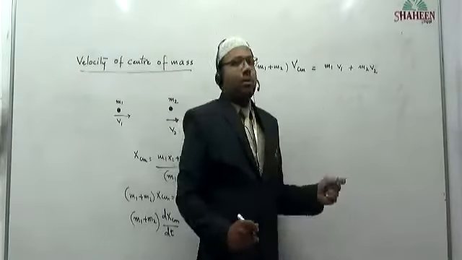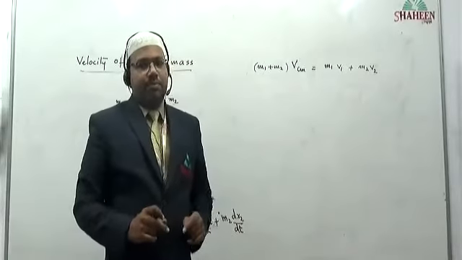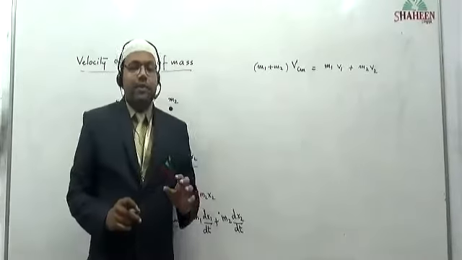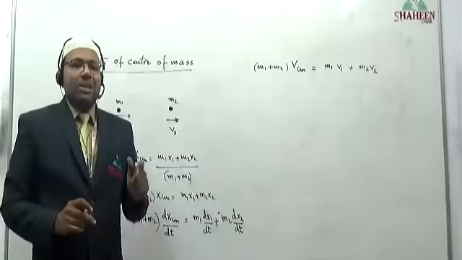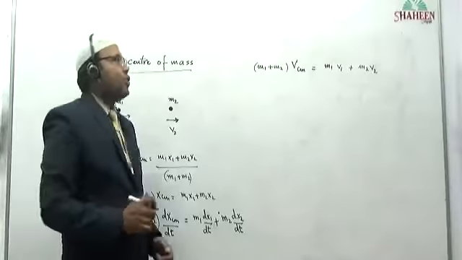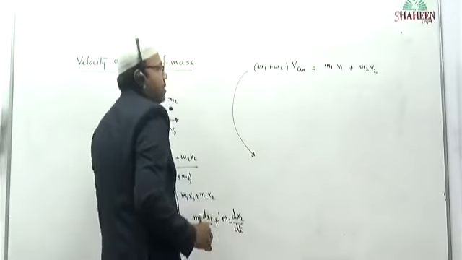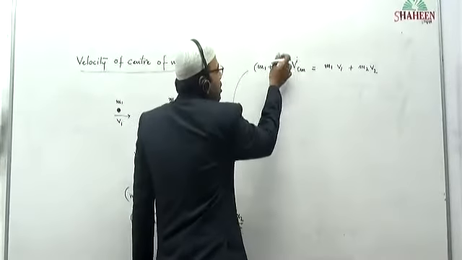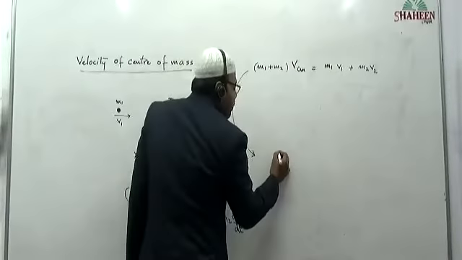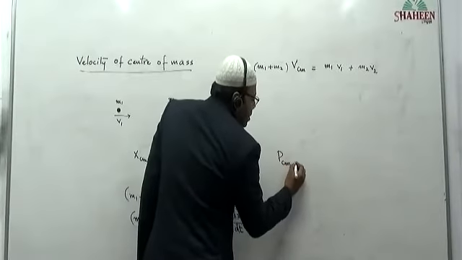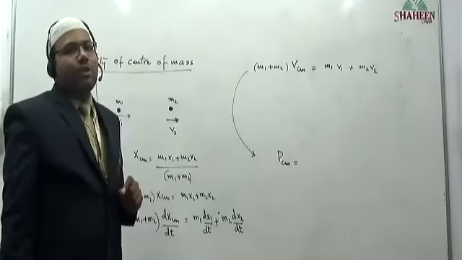What do you say about mass into velocity? I want to divide here itself. Mass into velocity is momentum. So therefore, let us look at this carefully. The first one, mass into velocity, is the total mass into velocity of the center of mass. So we can say this is PCM, the momentum of the center of mass.